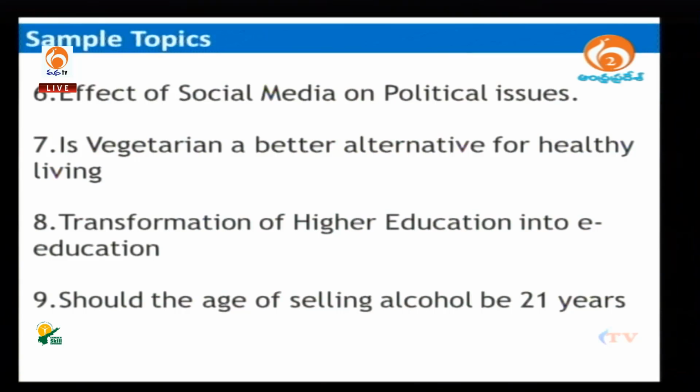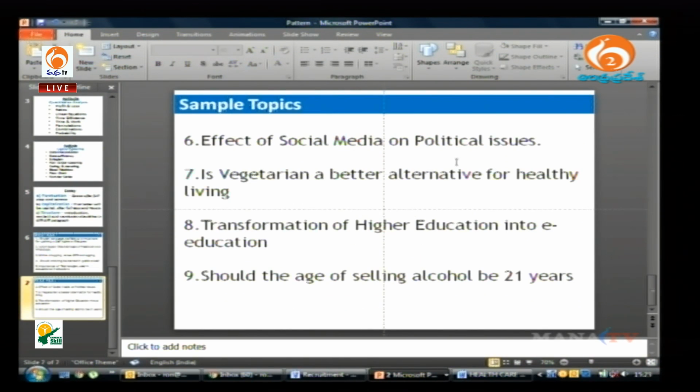All right? Let's look at the next set of 4 topics. Effect of social media on political issues. If you have a political issue, what is the impact of social media? Number 7, is vegetarian a better alternative for healthy living? I will change the language a little bit.